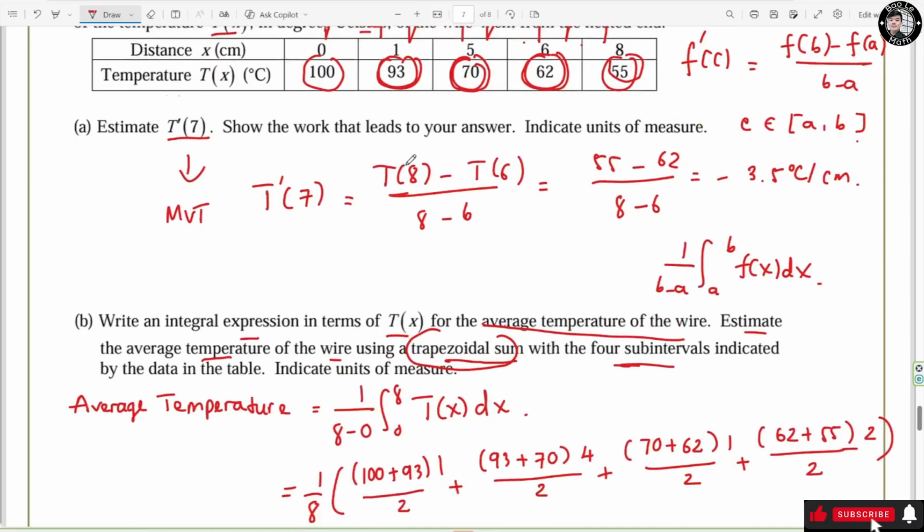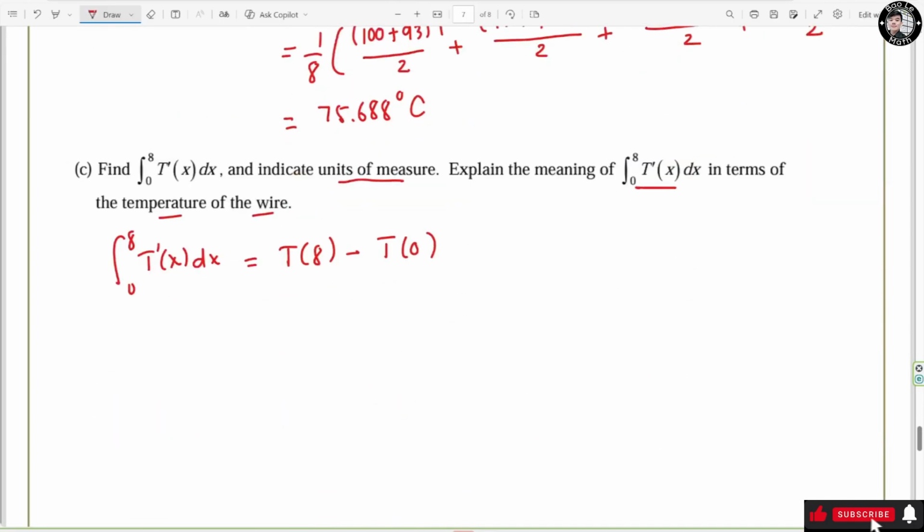T of 0 equals 100. So you have 55 minus 100, which is negative 45 degrees. Now you're going to explain the meaning of negative 45 degrees. So you're going to say the temperature drops 45 degrees from the heated end of the wire to the other end of the wire.